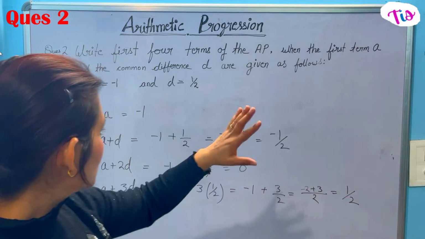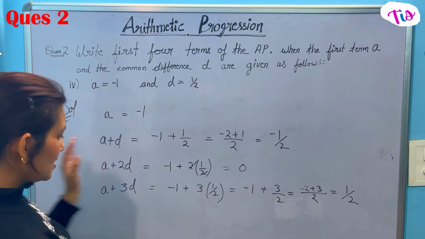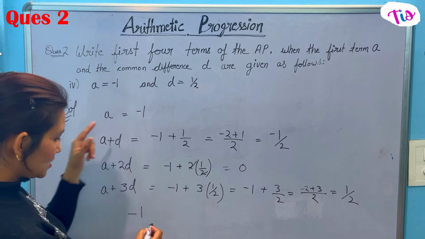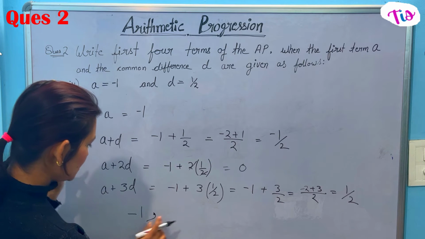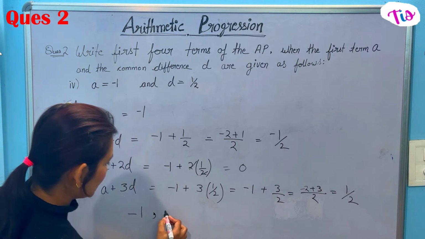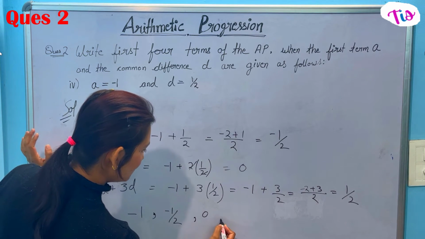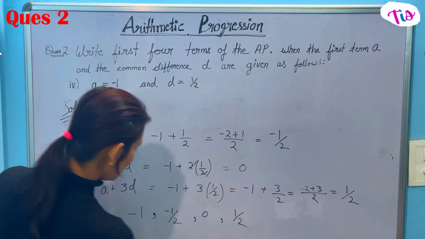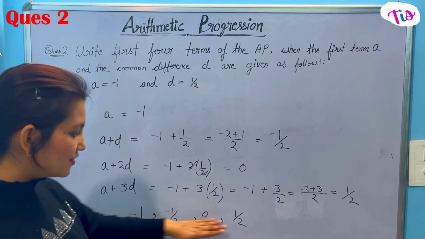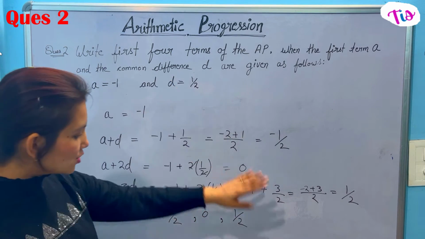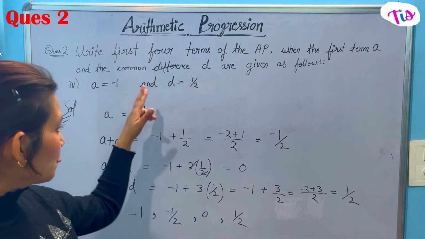So what are the first 4 terms of this AP? The first term is -1, the second term is minus half, the third term is 0, and the fourth term is half. As you can see, all these terms have a difference of half. That is the common difference. So these are the first 4 terms of this AP.